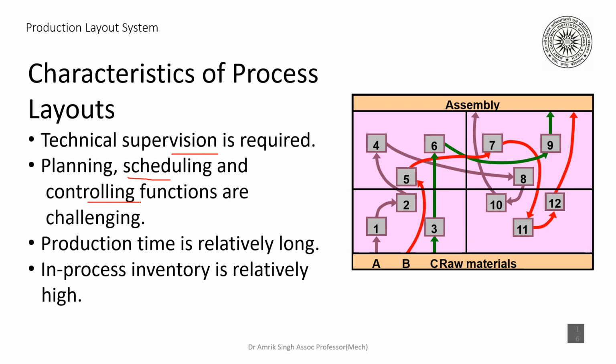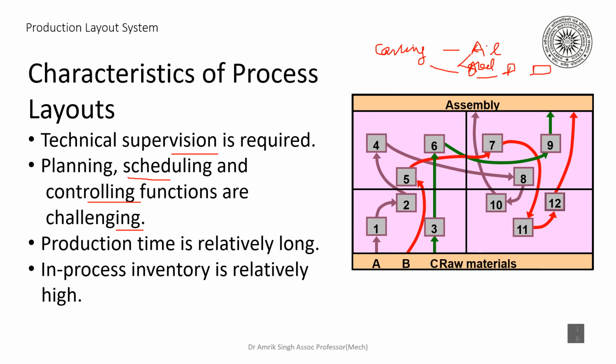Planning, scheduling, and controlling functions are challenging and changing also, because every time, suppose this time you have made, say, a casting, say it is an aluminum casting, with some specialized features and all. But next time, if you are going to make, say, a steel casting, of course you will require the same molds and all those tools, okay, heat treatment shop and everything. But the route may not be the same.